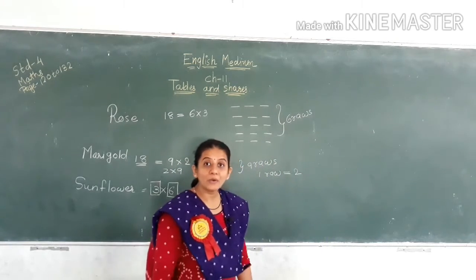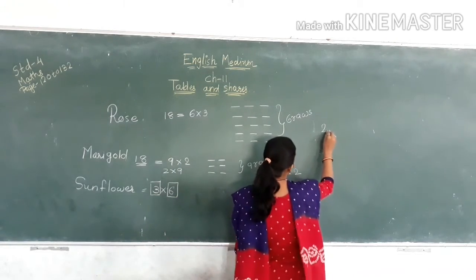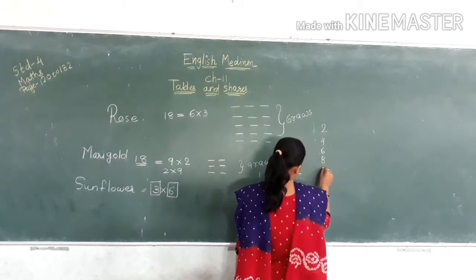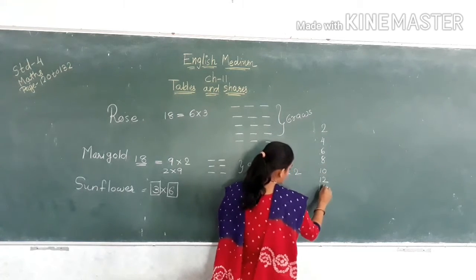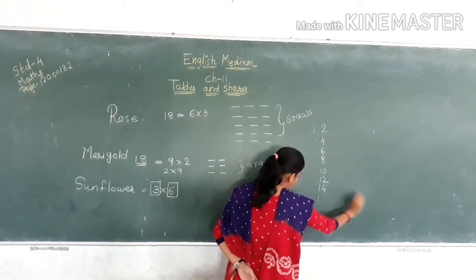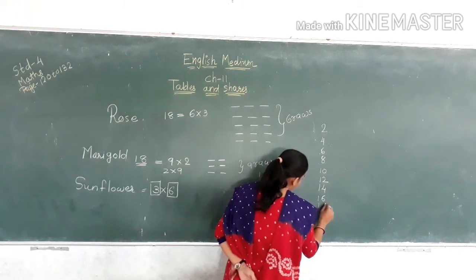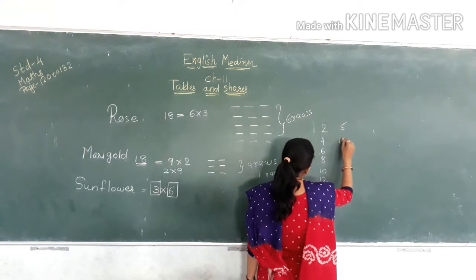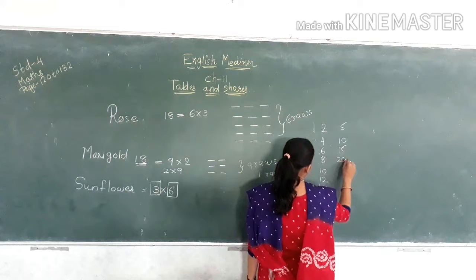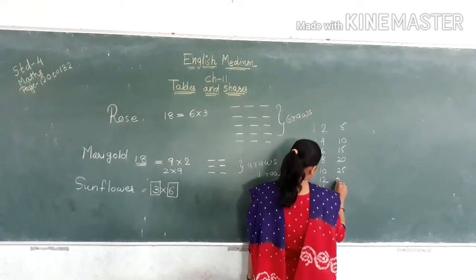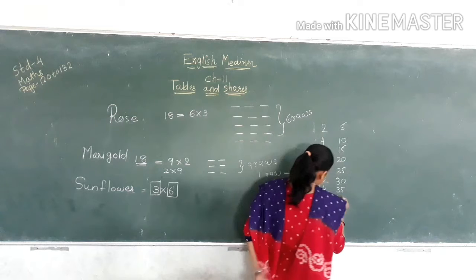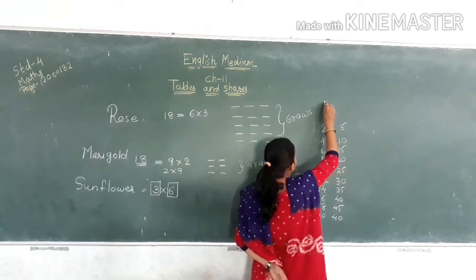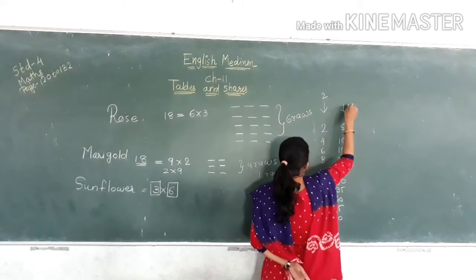Now you know about the 2 table. 2 1s are 2, 2 2s are 4, 2 3s are 6, 2 4s are 8, 2 5s are 10, 2 6s are 12, 2 7s are 14, 2 8s are 16, 2 9s are 18, 2 10s are 20. Then 5 1s are 5, 5 2s are 10, 5 3s are 15, 5 4s are 20, 5 5s are 25, 5 6s are 30, 5 7s are 35, 5 8s are 40, 5 9s are 45, 5 10s are 50. Now this is the 2 table and this is the 5 table.